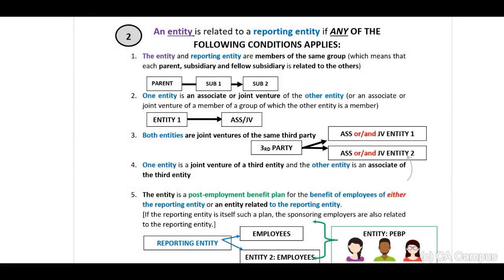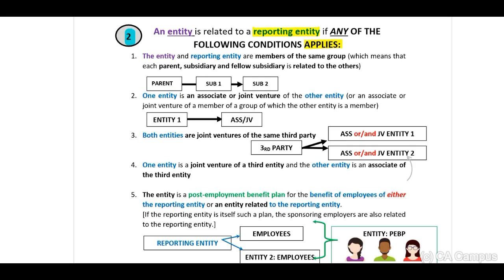We have discussed our person. Let's have a look at an entity. An entity is related to a reporting entity if any one of the following conditions applies. Now, when you receive a theory question, this is the list that you need to work through and ask yourselves. Therefore, I've included diagrams, pictures for you to ensure that you remember this and that you know how to apply each sentence.